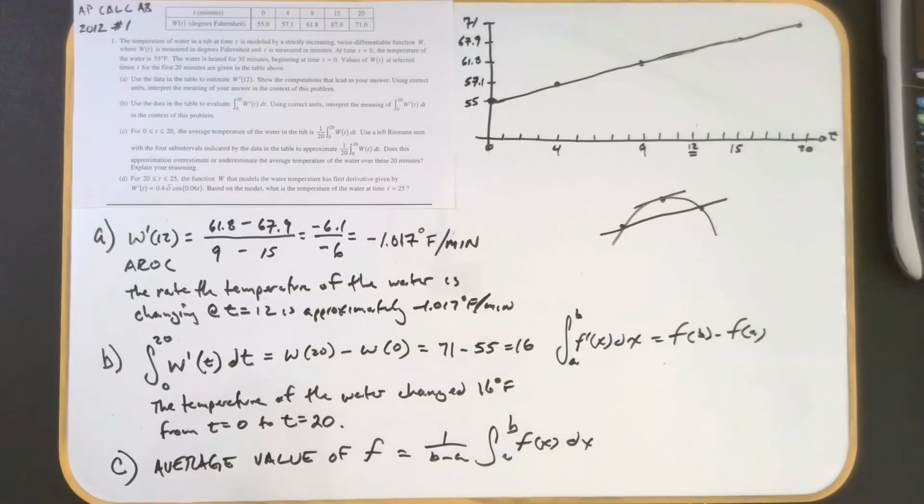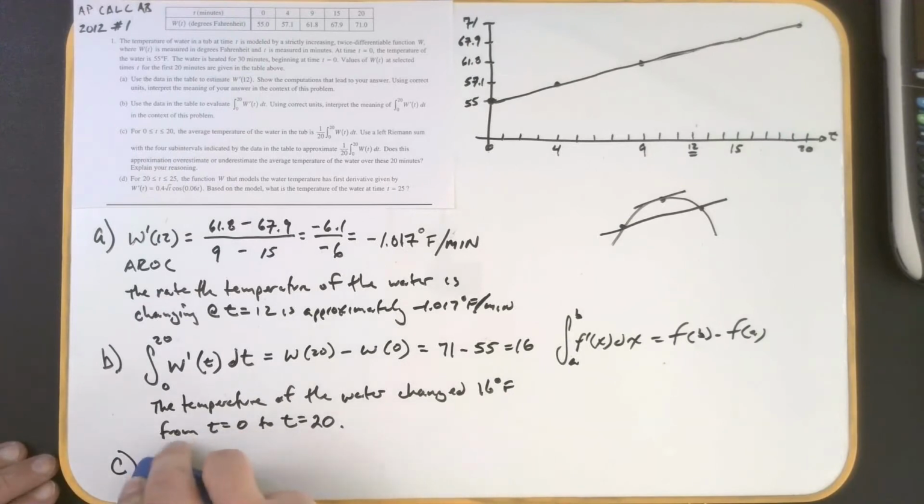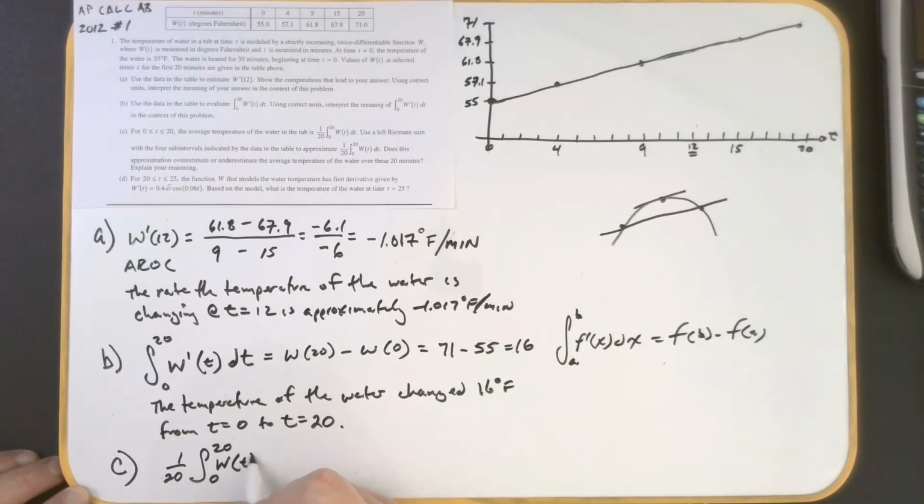So what they're telling us is that the average value, or the average temperature of the water, is, and they just replace this with w. And instead of a and b, they use 0 and 20. But it just came from this formula here, average value. So all I'm going to do is rewrite what they gave us here. They're saying the average temperature, which should be understandable, is 1/20th the integral from 0 to 20 of w of t. That would give us the average value. So they're stating that's what it would be.